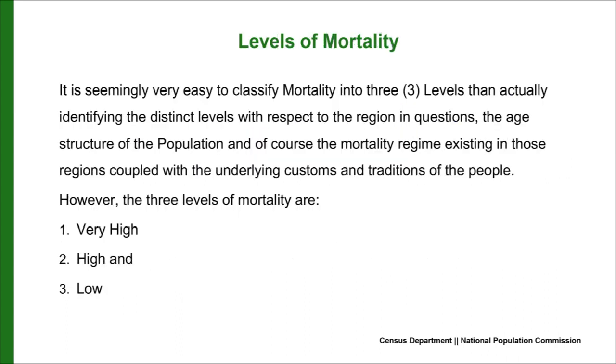Levels of mortality. It is seemingly very easy to classify mortality into three levels, rather than actually identifying the distinct levels with respect to the region in question, the age structure of the population, and of course the mortality regime existing in those regions, coupled with the underlying customs and traditions of the people. However, the 3 levels of mortality are very high, high and low.